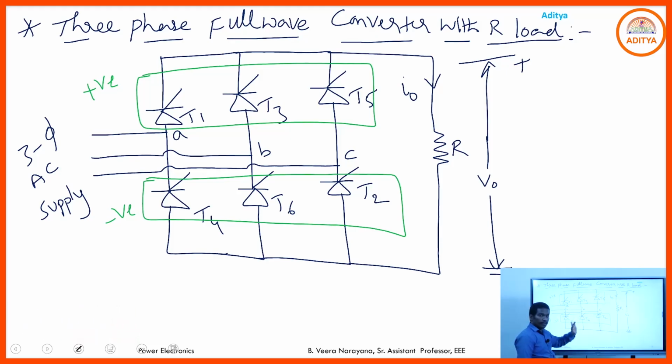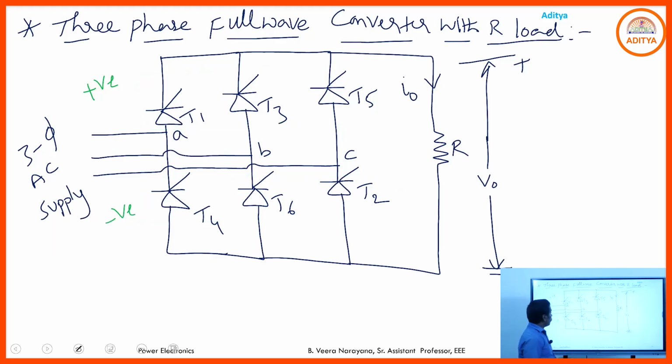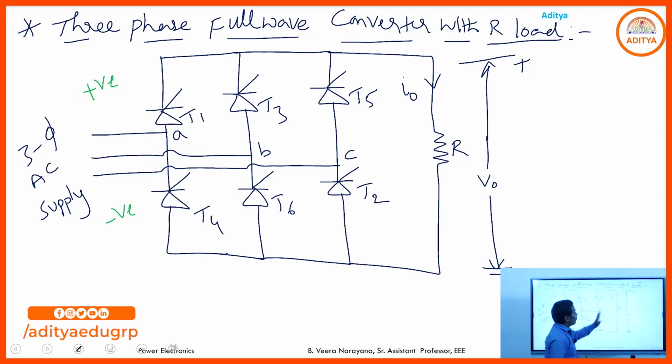Similarly, if phase B is positive, T3 is forward biased. If phase B is negative, T6 is in forward bias. Similarly, if phase C is positive, T5 is forward biased. If phase C is negative, T2 is in forward bias. That is the representation of positive group SCRs and negative group SCRs. Here, on phase A we keep T1, T4. On phase B, T3, T6. On phase C, T5 and T2.